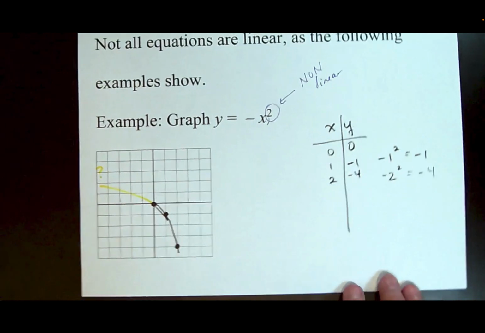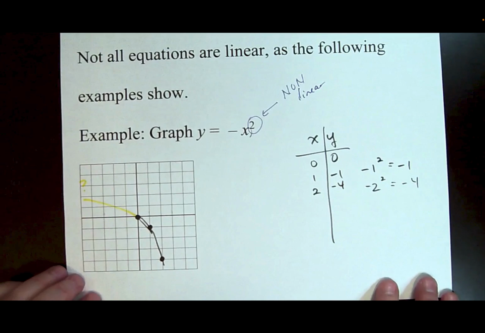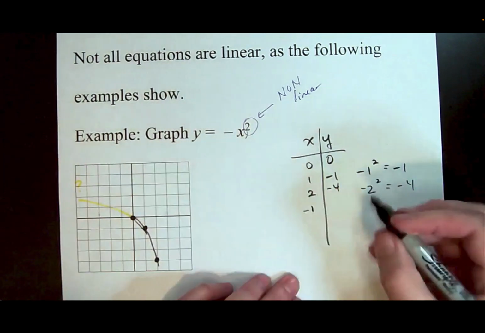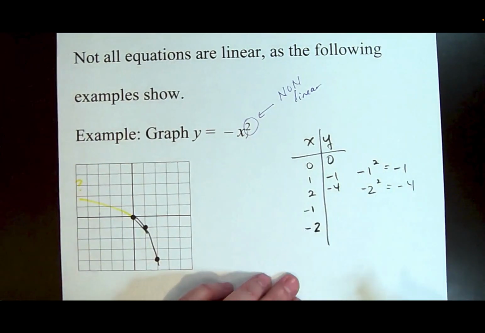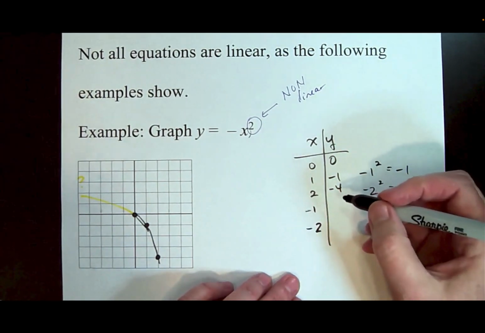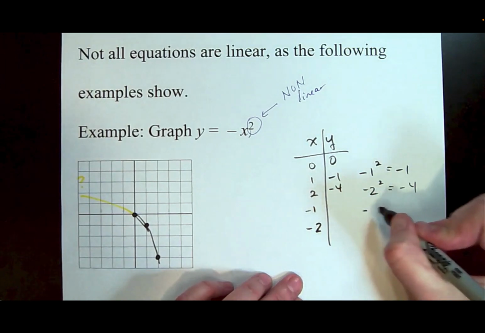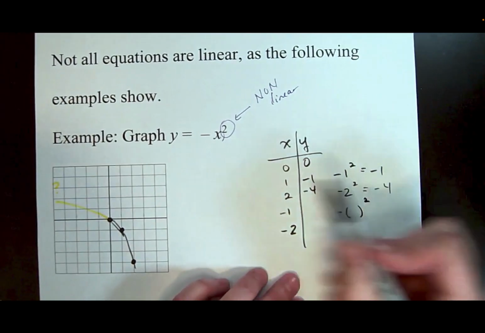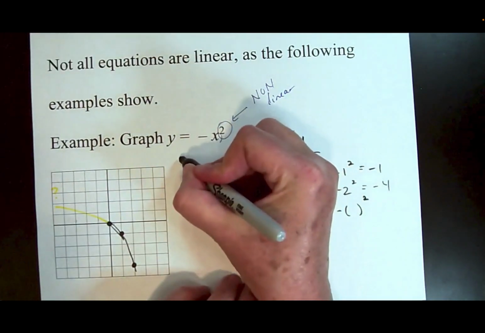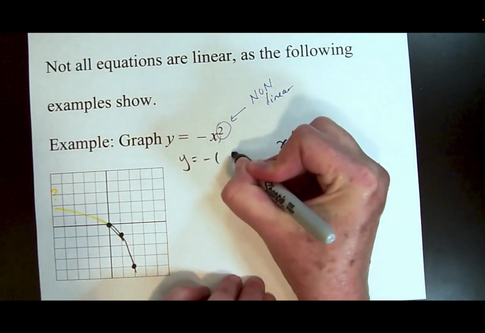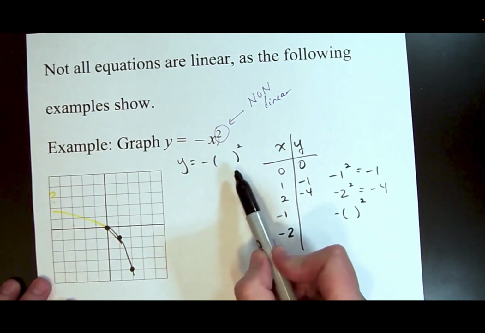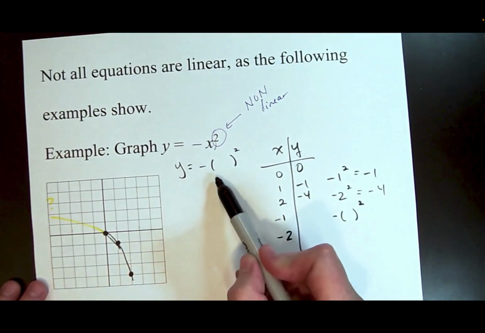So as soon as you get away from linear equations, 3 dots may not be enough. So let's actually put in some negative x values and see what we get. So -1, -2. Let's use those. Okay, and I'm going to continue to write out computations because these are a little tricky. So -x squared can be represented as like that.